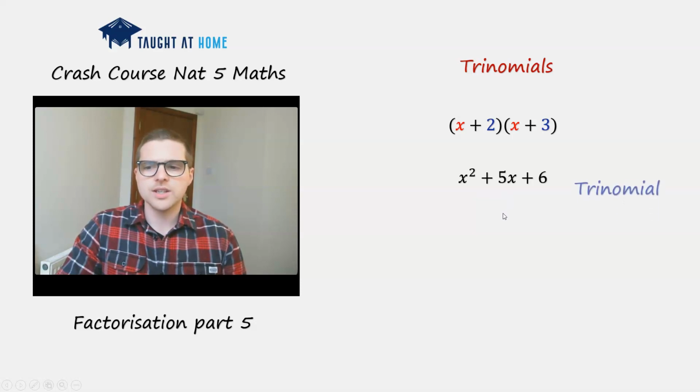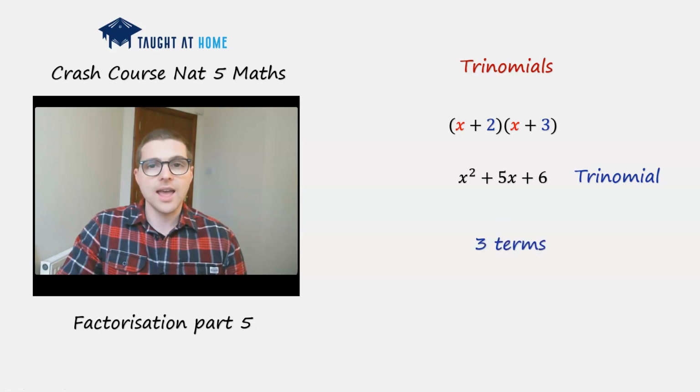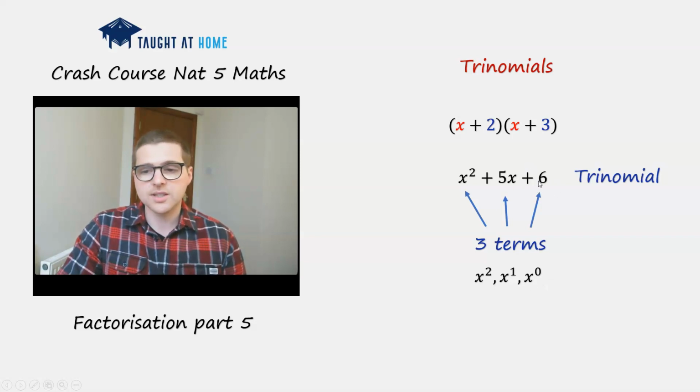Now what we notice here is we have three terms, hence the trinomial, and the three terms here are the x squared, the 5x and the 6. Or what we could say is that we have terms of x squared, x to the power of 1 and x to the power of 0 here. Now it's x to the power of 0 because anything raised to the power of 0 is just 1, so this will be 6 times x to the power of 0, which is just 6.